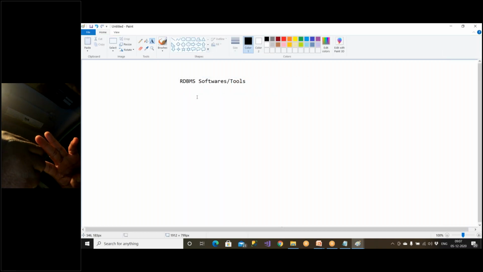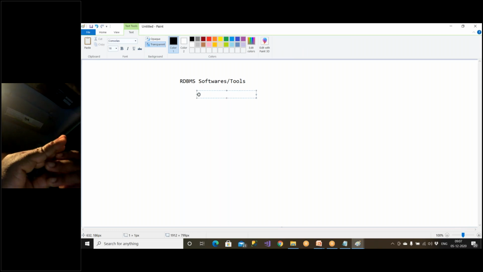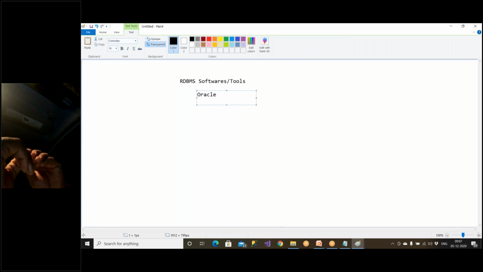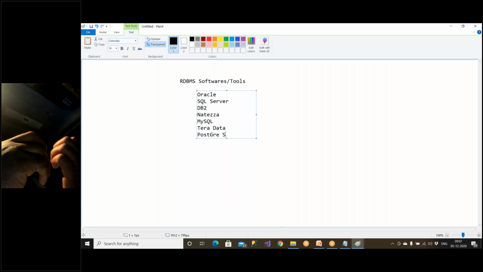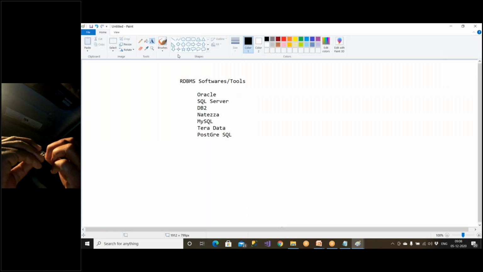What are they? Now the popular tool is called Oracle. You can see Oracle and Microsoft SQL Server and IBM DB2. IBM is the inventor of RDBMS. IBM has Database 2, and IBM has one more, Netezza. And MySQL from MySQL Corporation, Teradata from Teradata Corporation, PostgreSQL. All these are the softwares, or you can say tools.